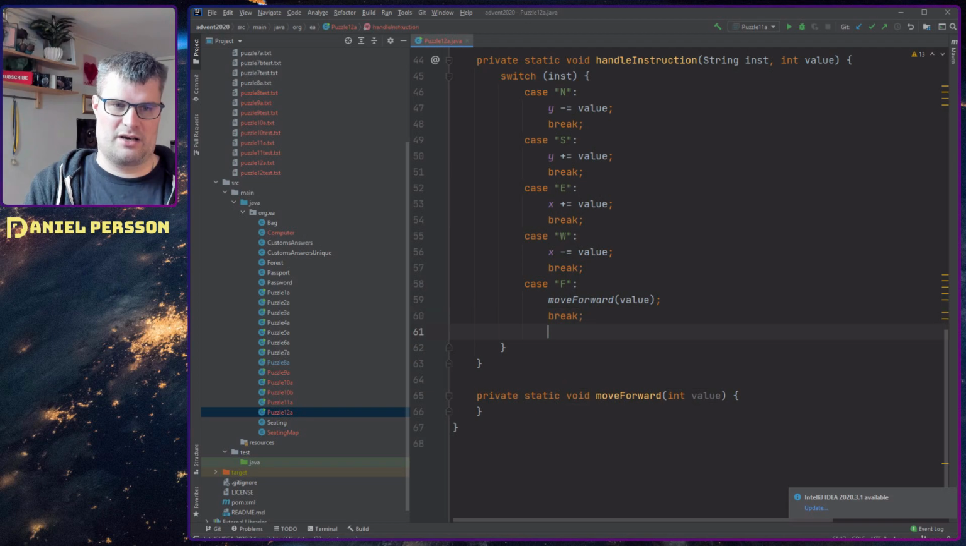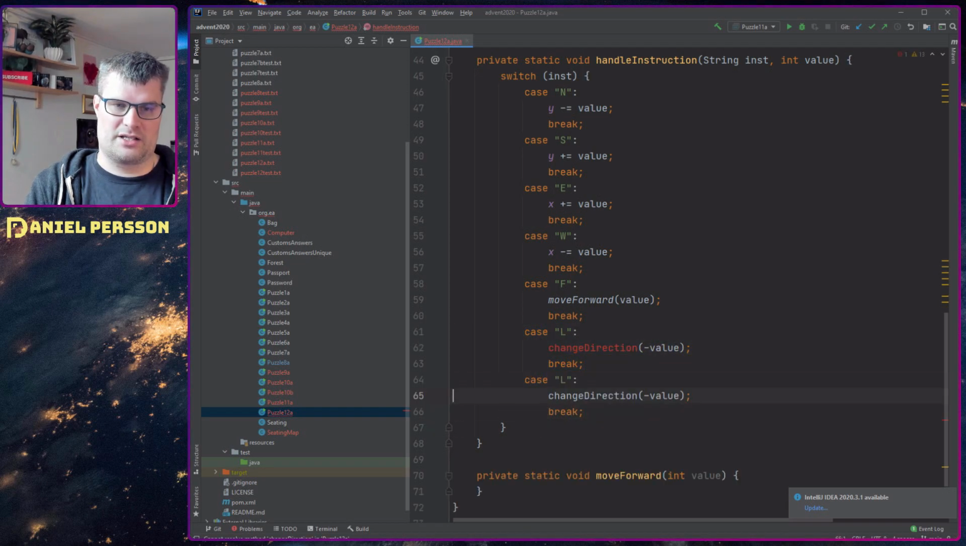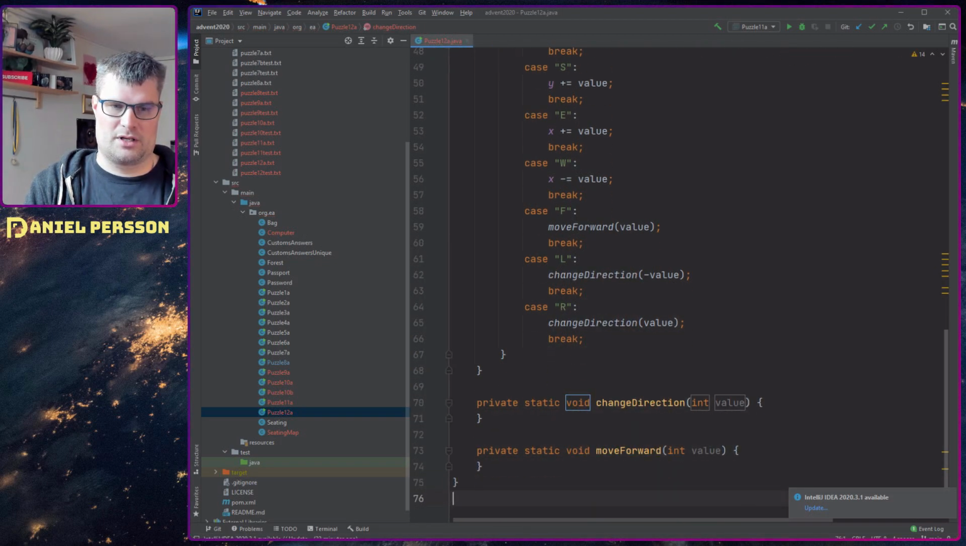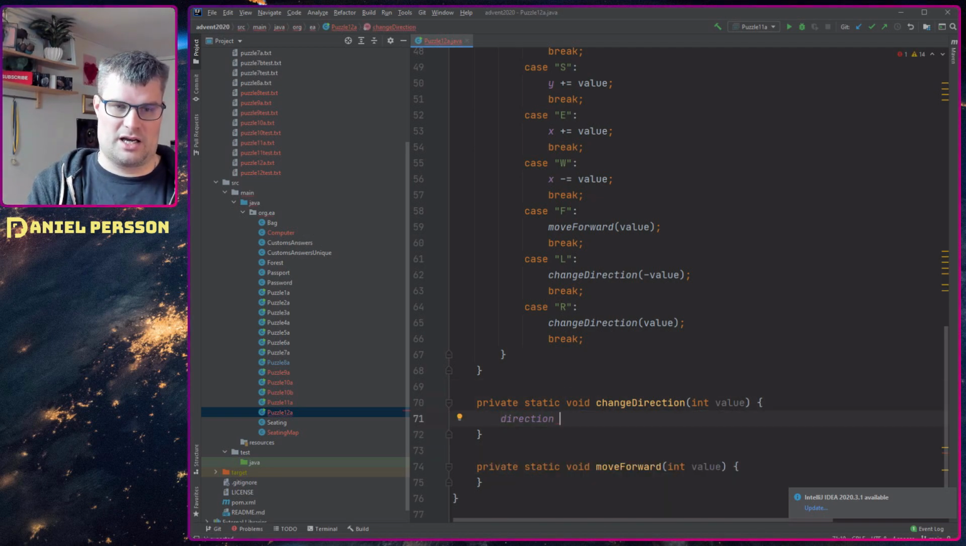And then we can have the last two cases here, left and right. Left is minus, so change direction, so that's a minus value. And then we have right, which is a positive value. So there we have change direction. The change direction would just take the direction we have and add the value to it.